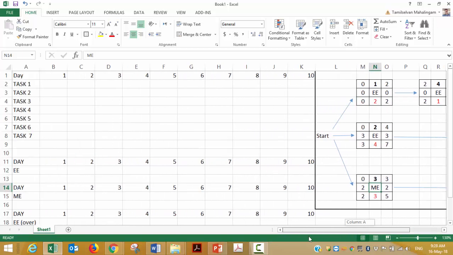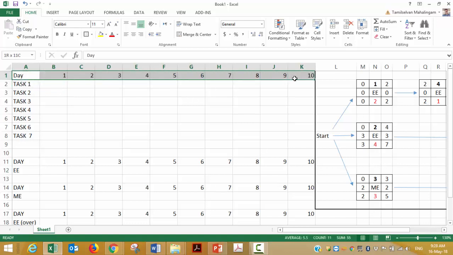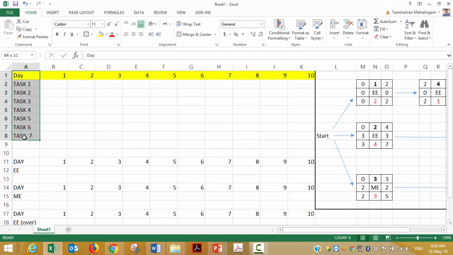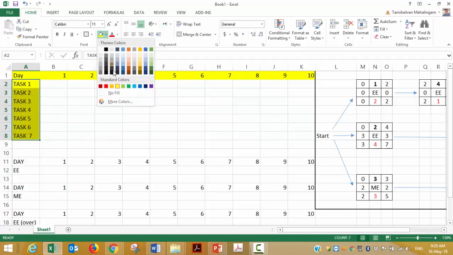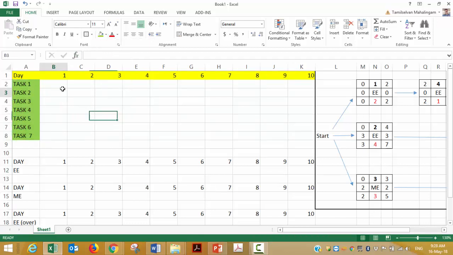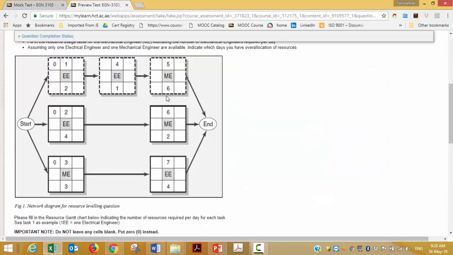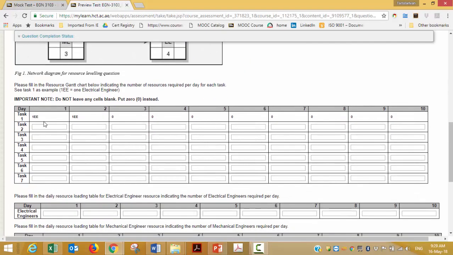So I'm going to scroll here, and they're asking for each of the day. They have given 10 days, but the project is only 9 days, so it doesn't matter. So for each of the tasks, we need to identify. Let me go back to the question. So they have given a sample here.